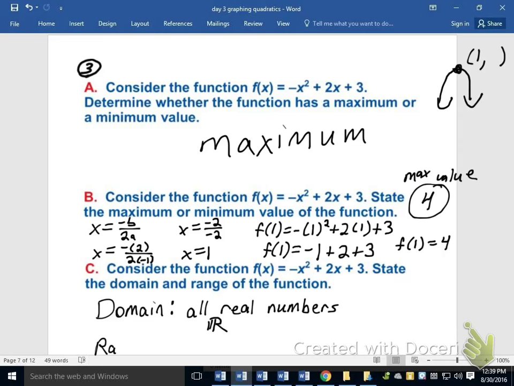For your range, what you're going to see is that it's not all real numbers. We just said this function has a maximum value of 4. That's the highest it can be. It has to be less than or equal to 4. So for my range, it is f of x, not y, because the problem said f of x, such that f of x must be less than or equal to 4. This is called set notation, and that's what we're going to work with a little bit in here.